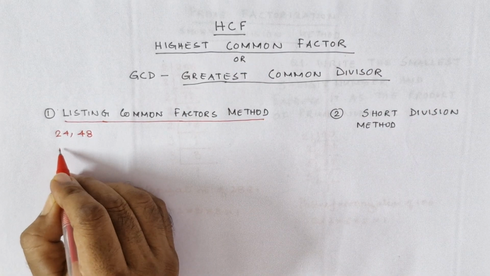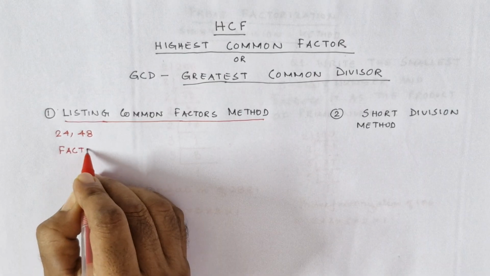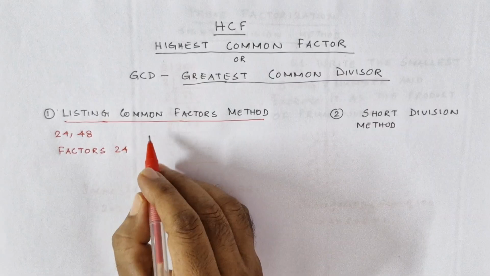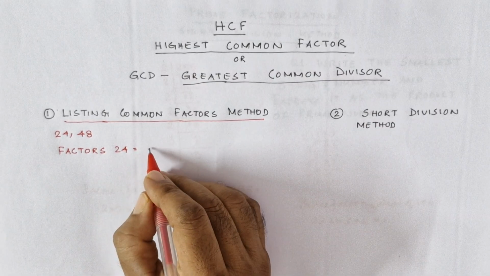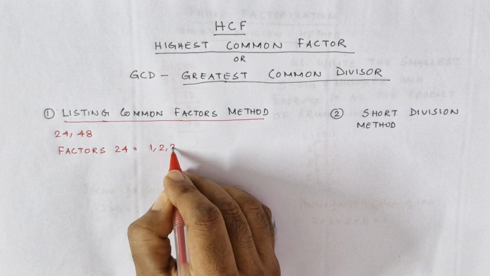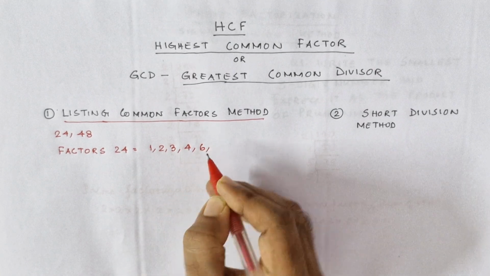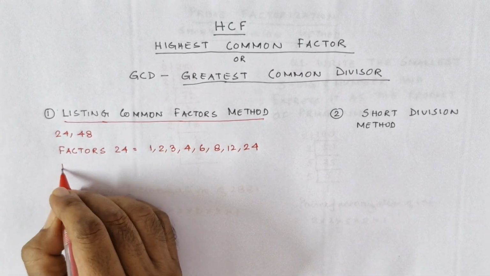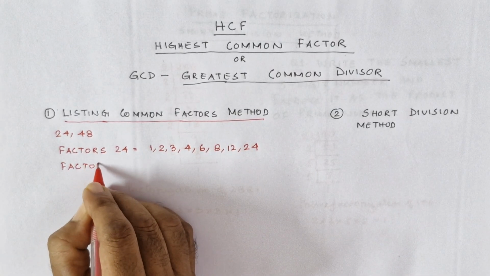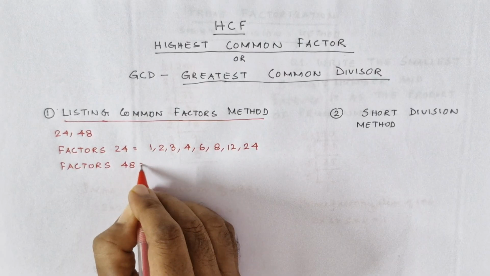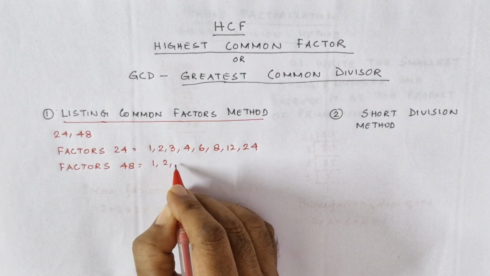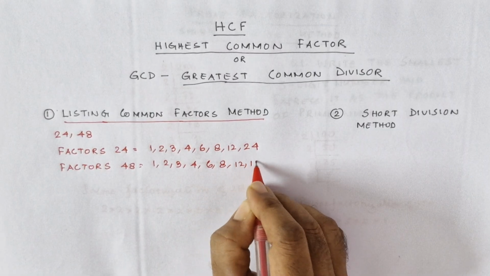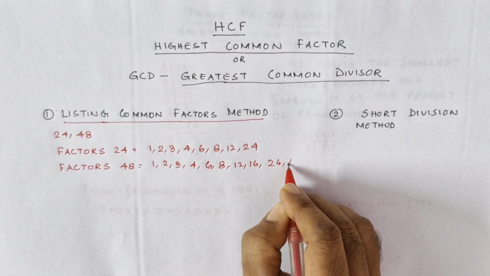So what you need to do is find out the factors of 24. I have shown you previously how to find it out. So the factors of 24 are 1, 2, 3, 4, 6, 8, 12, 24. Go ahead and write down the factors of 48 as well. So 1, 2, 3, 4, 6, 8, 12, 16, 24, 48.